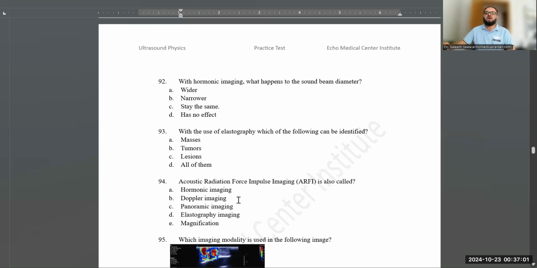All right. Now, acoustic radiation force impulse imaging is also known as which of the following? What do you think? Is it harmonic imaging? Is it Doppler imaging? Is it panoramic imaging? Is it elastography imaging? Is it magnification? Easy. Exactly. D is the correct answer. It's also called elastography imaging. And that was elastography because you can see this is something you force the tissue a little bit with that. That is correct.